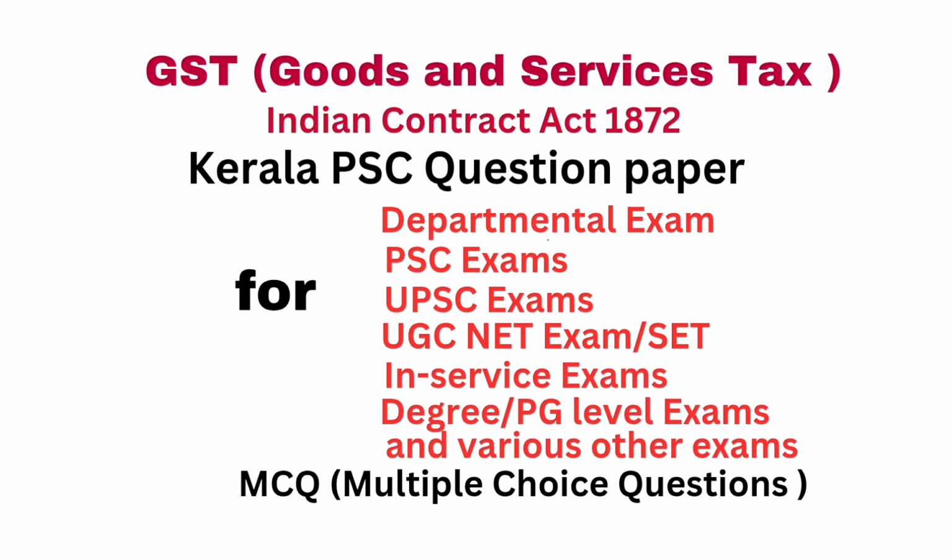Question number 65. In the case of death of the promisor, who will perform the promise of contract? Option B, representatives of promisor. Correct answer, option B, representatives of promisor. Question number 66. Which section of Contract Act deals with by whom contract must be performed? Answer, 40.